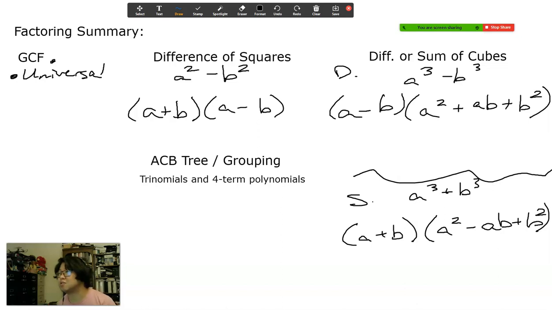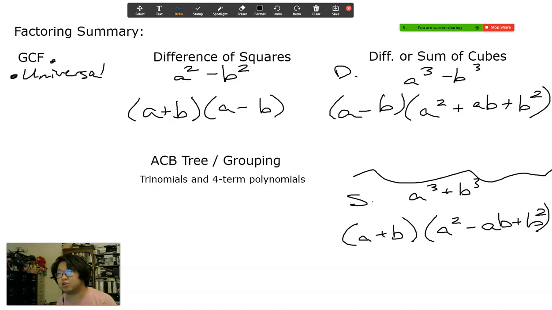Watch the signs. Now, the reason I left this third method we talked about, the grouping and ACB tree, for last is because it's kind of special. So the ACB tree we usually use for trinomials. It could be quadratic, could be quartic, anything where the highest degree is on the left and the lowest is on the right. That standard form, we call that. And grouping is for four-term polynomials. So if you ever see a four-term polynomial, you can try grouping on it.